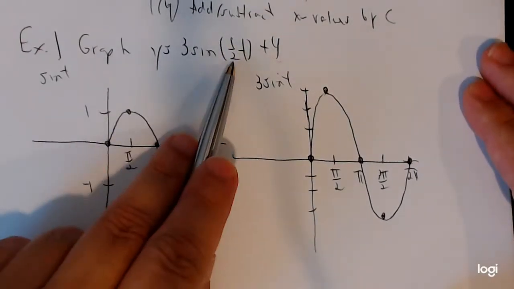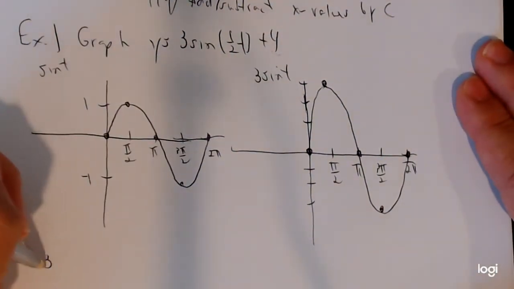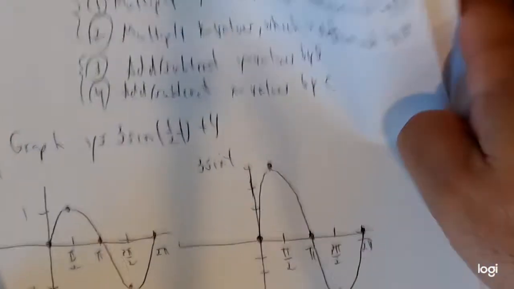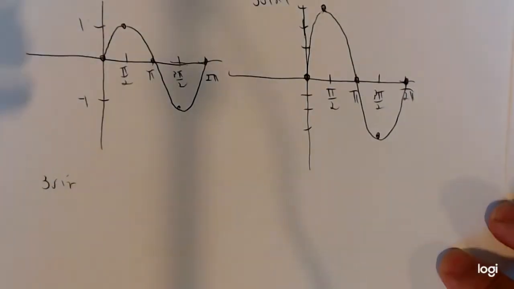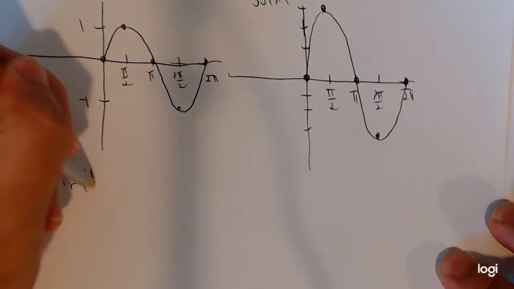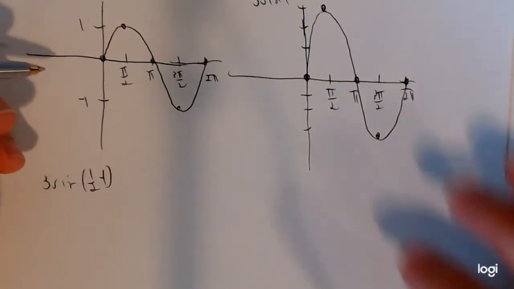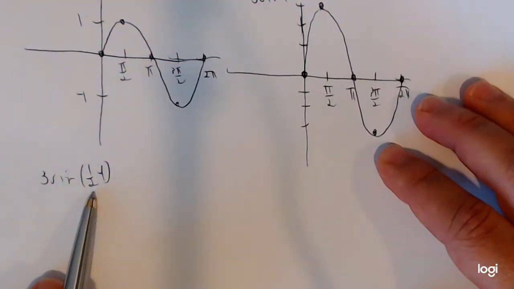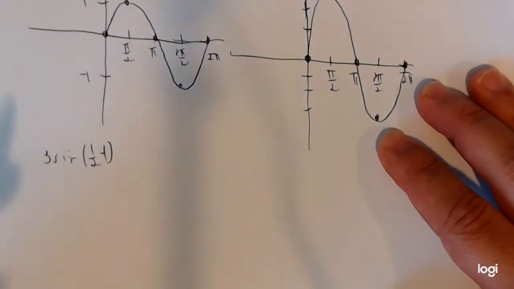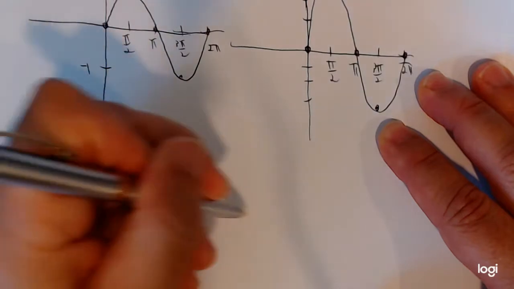Okay, so let's move on to the 1/2. Notice how I'm taking this step by step. It might be more time consuming, but I'm making sure that I don't make any mistakes here. So the next one is 3 sine of 1/2 t. What is this saying? Multiply all your t values, or your x values, by the reciprocal of 1/2, which means multiply them by 2.